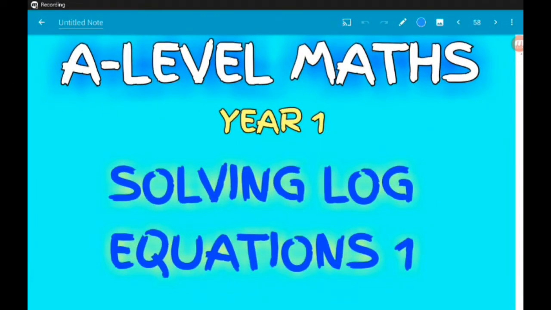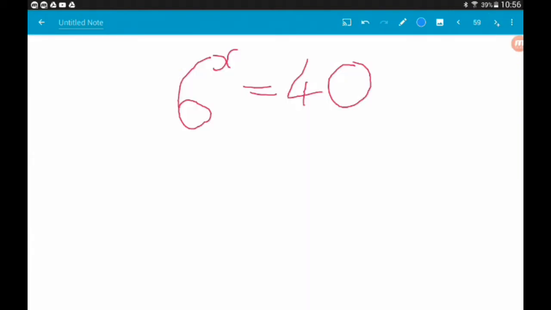Hey guys, so it's time to start solving logarithmic equations. In this one we are looking at simple equations where we have an exponential or a log on one side that x is stuck inside of, and then we're going to be using our newfound tricks to solve for x. So first example, 6 to the power of x is equal to 40.